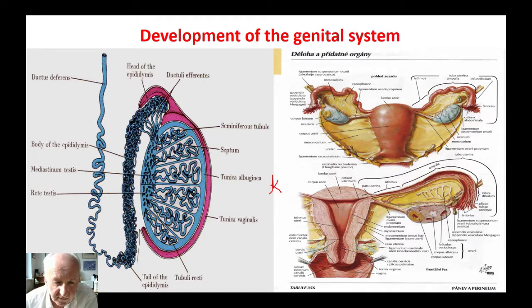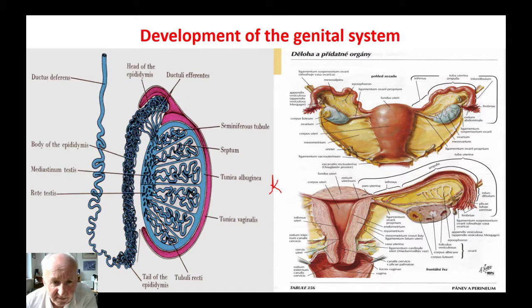You see the tunica albuginea is thicker in the dorsal part, where we can see open spaces lined with a simple cuboidal epithelium, which is called the rete testis. And now we move from the testis into the epididymis. The epididymis has three basic parts. This part is called the head. This part is called the body, corpus. And this part is called the tail of the epididymis.